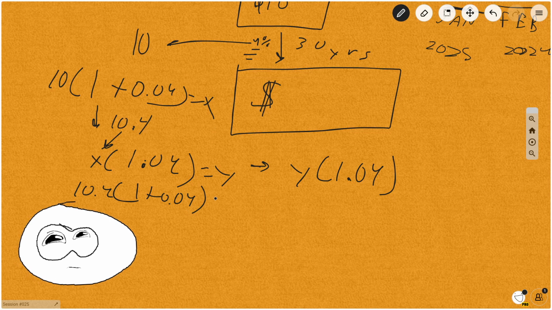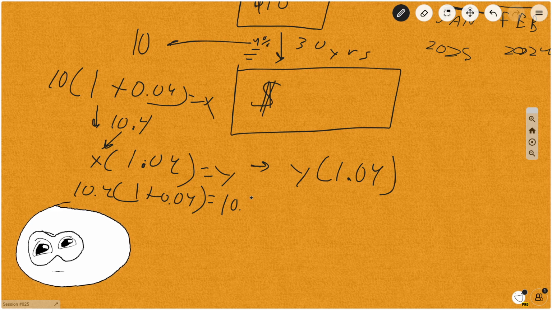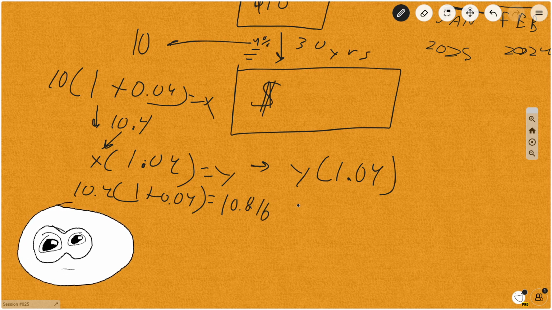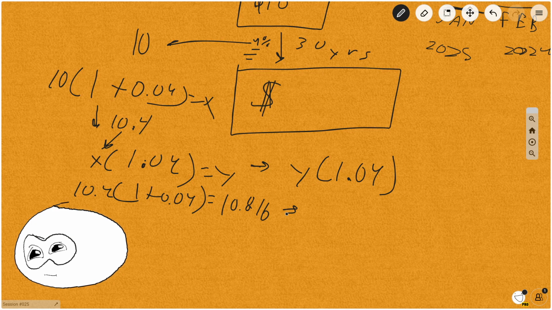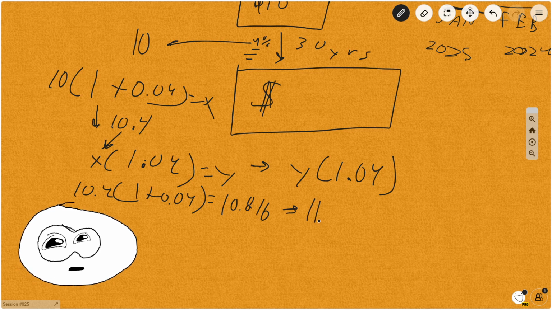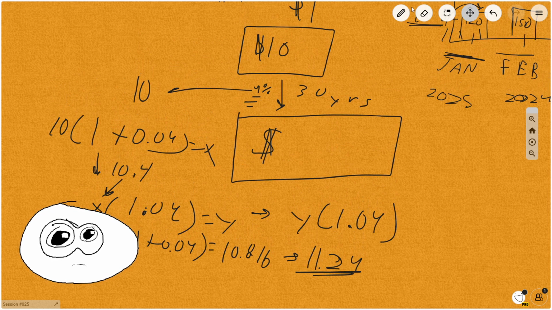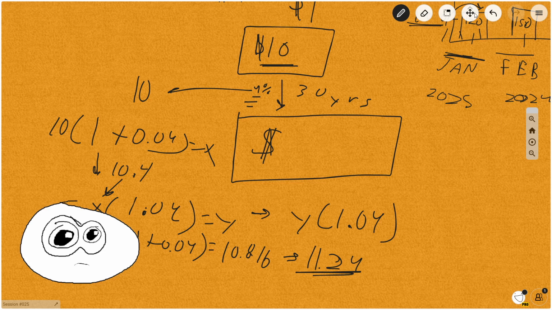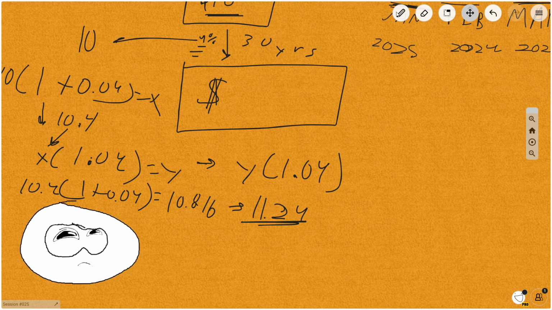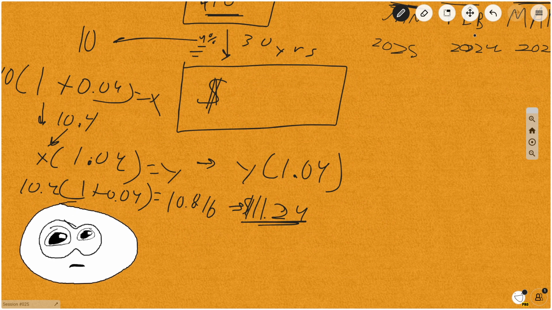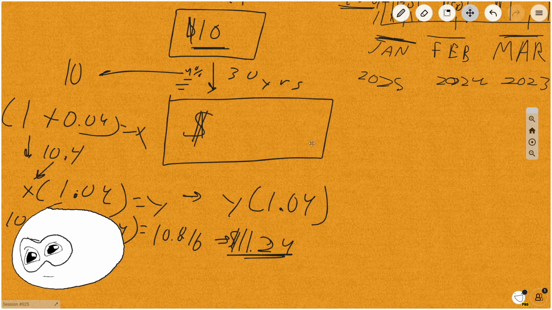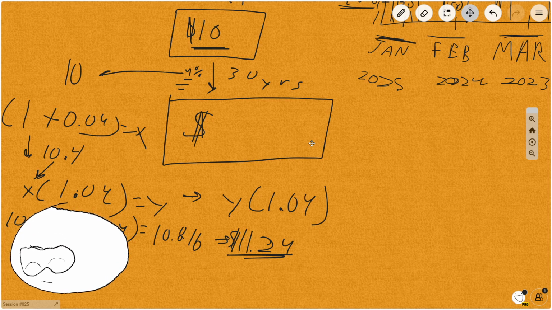So then for this number, instead of y, you'd have 10.816. And that becomes 11.24. So within the period of about 3 years, all of a sudden, your $10 has magically become $11.24. And over a period of 30 years, let me bust out the real calculator for that.